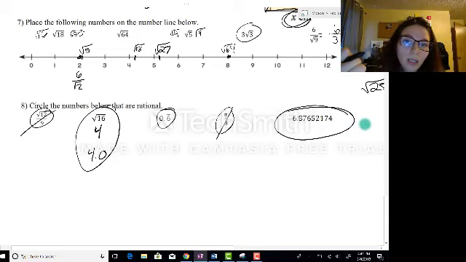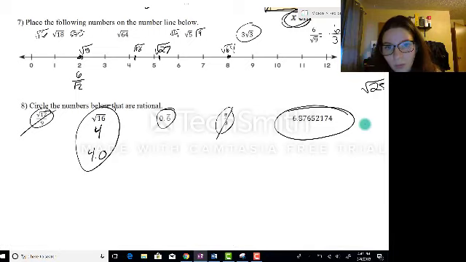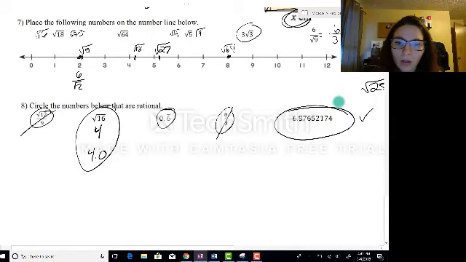So remember, it can terminate, it can have a pattern, it can be written as a simple fraction, and it can be a perfect square. So it can be a lot of different things. Okay, so these are your answers for 8.